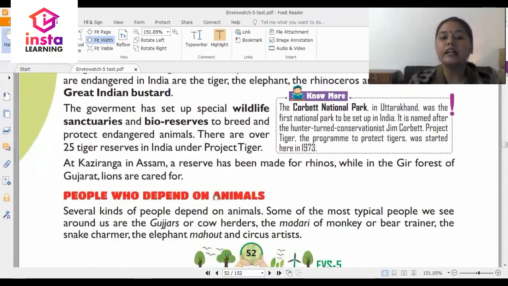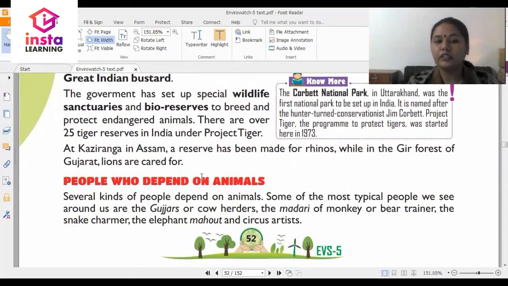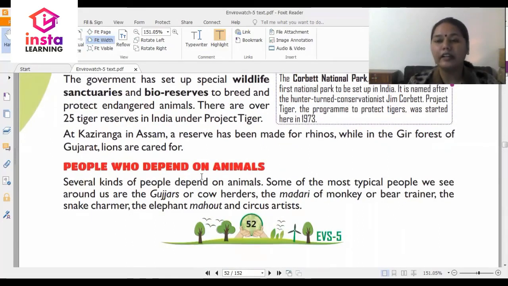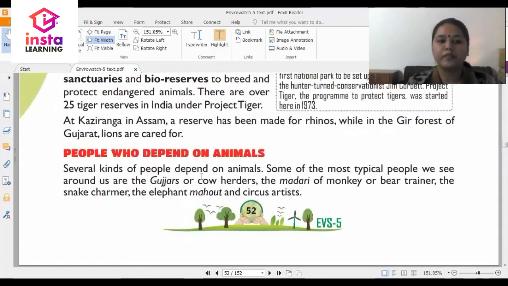At Kaziranga in Assam, a reserve has been made for rhinos, while in the Gir forest of Gujarat, lions are cared for. So in Assam, it is Kaziranga, and in Gujarat, it is the Gir forest, which are the sanctuaries.